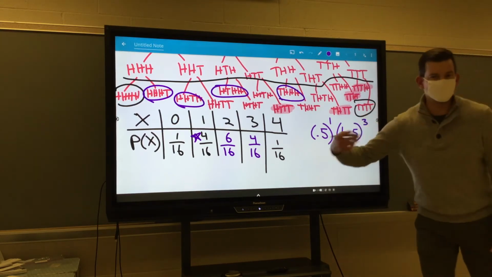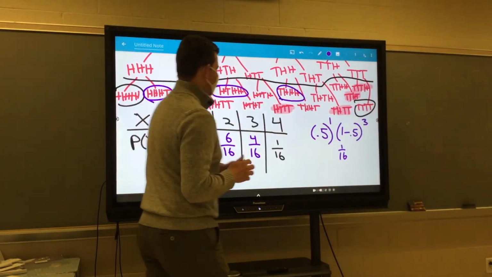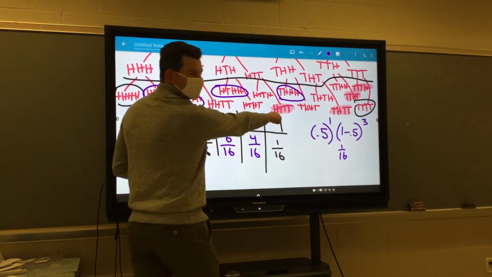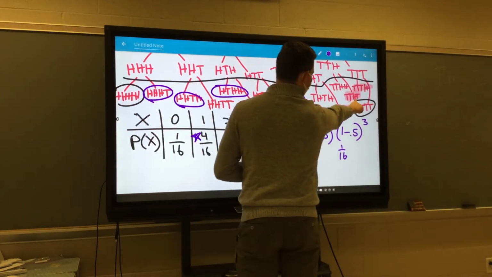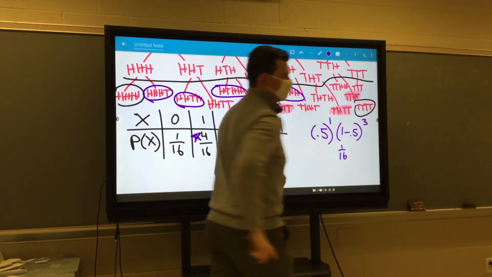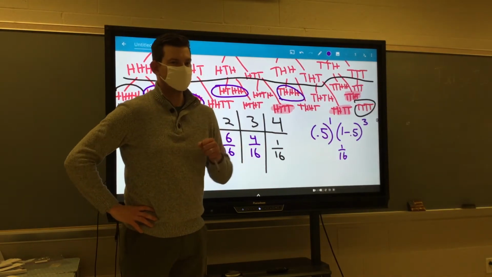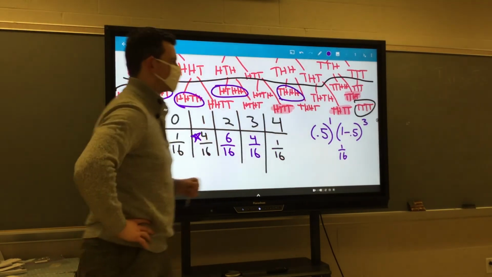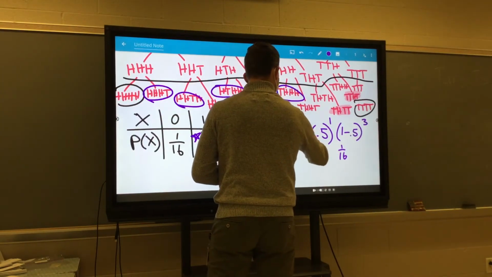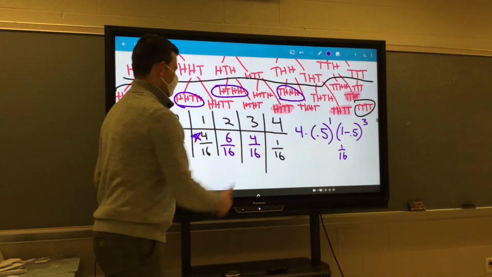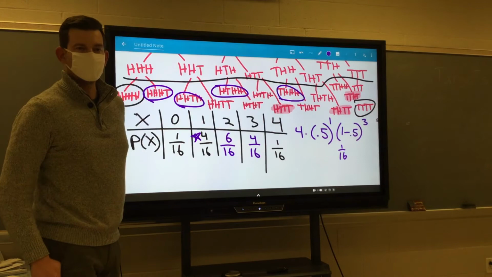But there were 4 ways that this happened. Okay? That 1 head, that could have been the very first flip. It could have been the 2nd flip. It could have been the 3rd flip. It could have been the 4th flip. All 4 of those arrangements need to be considered. That's 4 of the 16. So we're multiplying this by 4. And that would give us 4/16, which is our answer. We'll reduce it to 1/4.